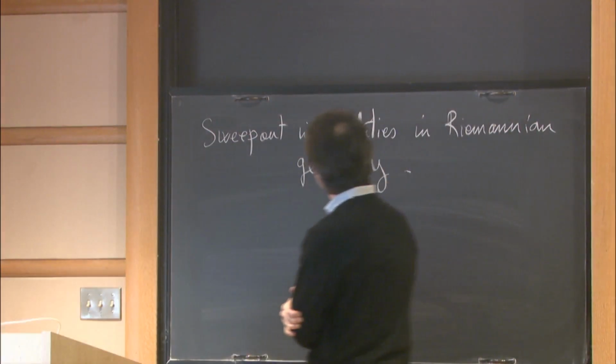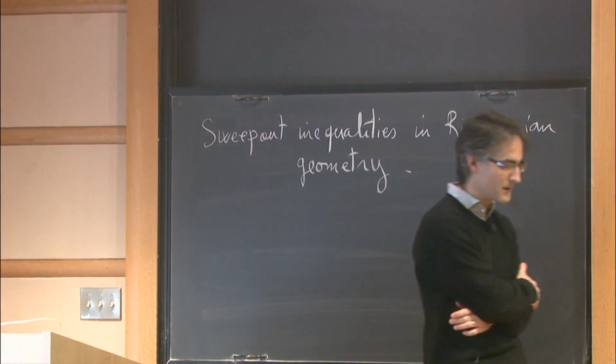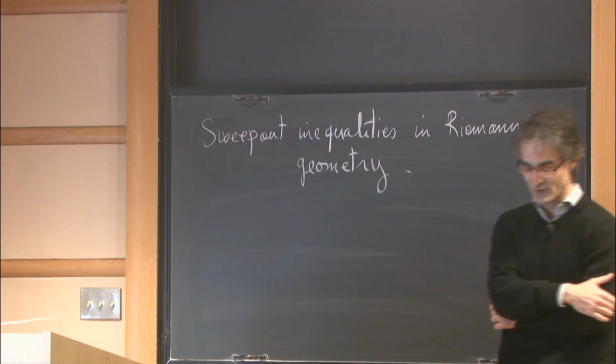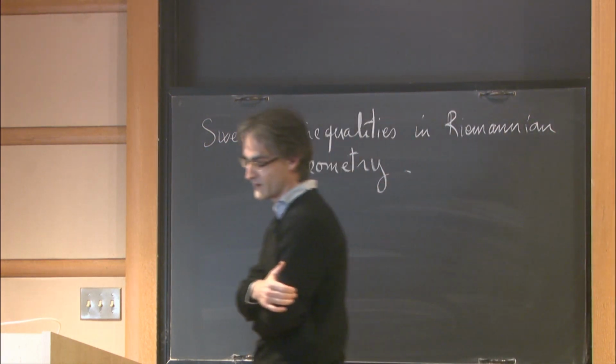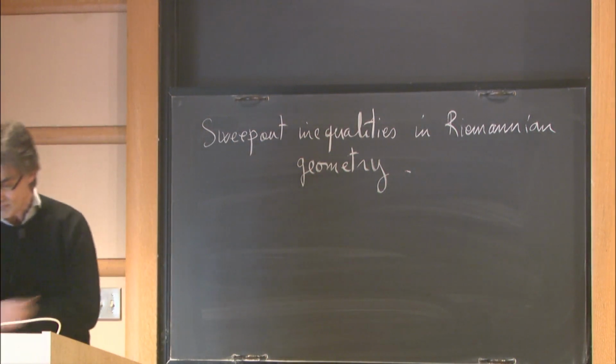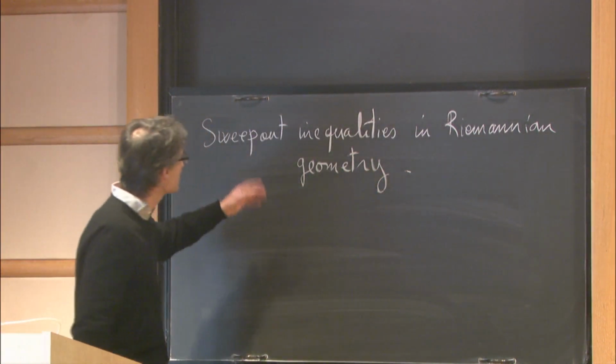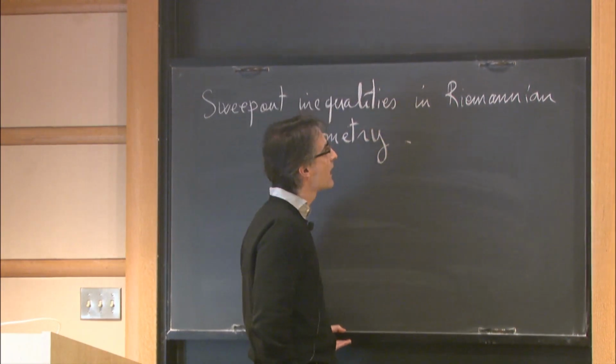So I'll talk about sweep-out inequalities in geometry. First I will go over some previous results, and then I will present a new result and maybe sketch the proof of it, at least in a special case. So what do I mean by sweep-out inequalities?